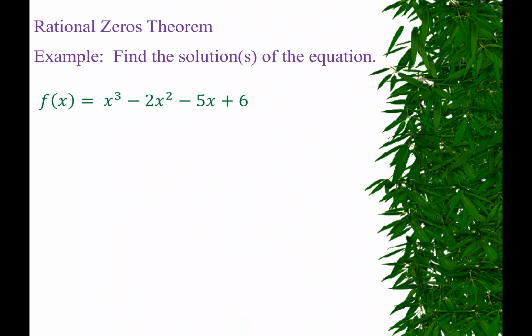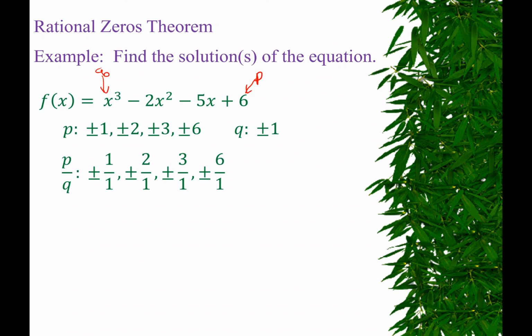All right, so let's try this one. We're going to find all possible solutions. So first I'm going to list my p's and my q's. It's always nice when q is a 1, because then it's just the factors of the constant, because when I divide by 1, it doesn't matter. All right, so these are our possible solutions: ±1, ±2, ±3, and ±6.